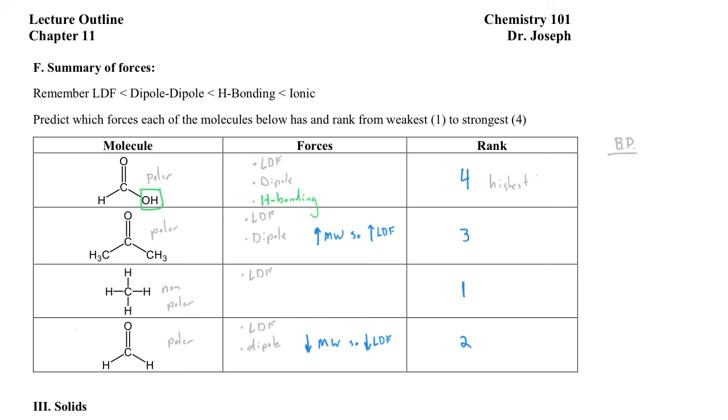Now, I also want to show you the boiling points for these. Based on this ranking, we would expect the molecule with rank 4 to have the highest boiling point, the one with rank 1 to have the lowest boiling point, and the other two in the middle. Now, I went and looked up the actual boiling points for each of these molecules, and I'm going to list these out right on the side of the table here.